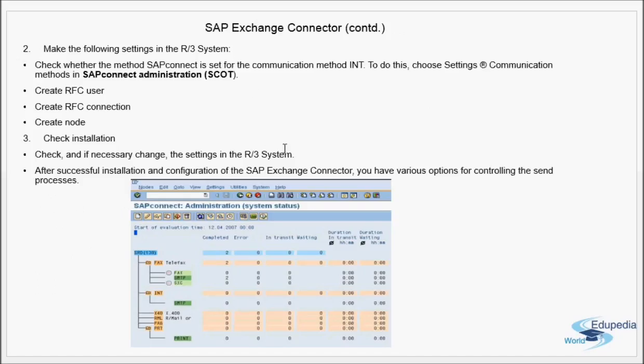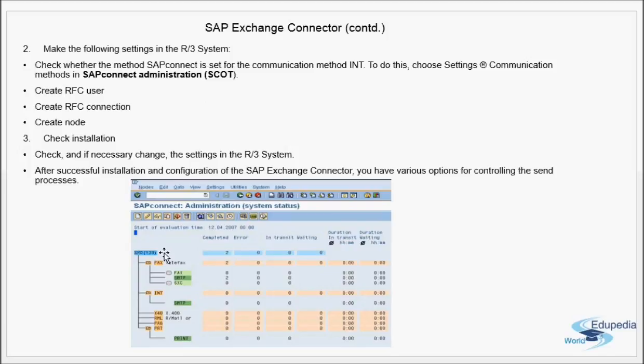Now make the following settings in the R3 system. Check whether the method SAP Connect is set for the communication method INT. To do this, choose settings, communication methods in the SAP Connect administration, that is the SCOT. Now this SCOT transaction is to be executed on the SAP side. So this is the initial screen of the SCOT transaction.